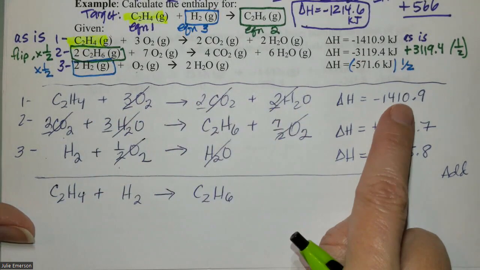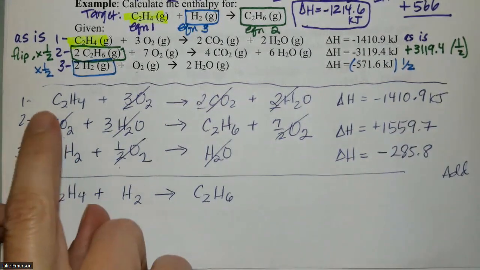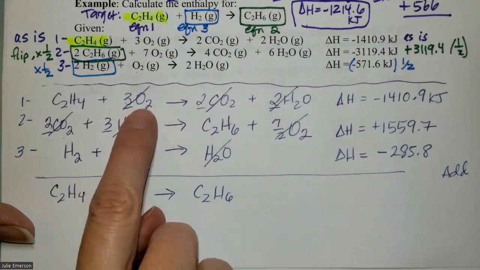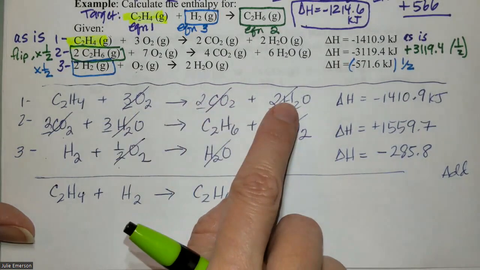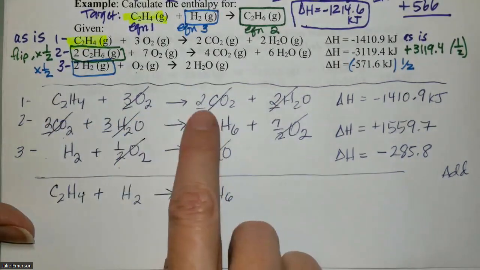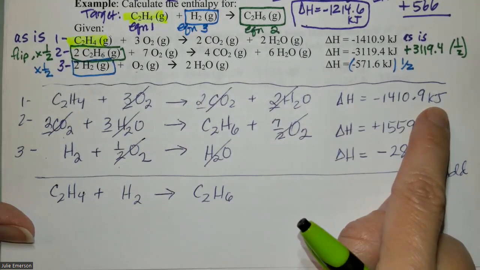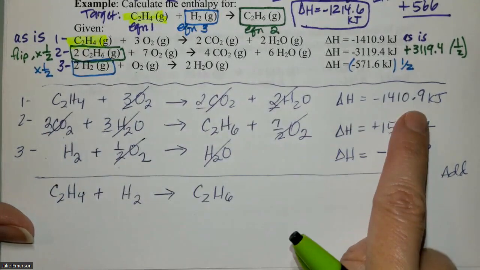So that negative 1410.9, the unit is in kilojoules. So we know that every time we take 1 mole of ethene and do a combustion reaction in the presence of oxygen, producing CO2 and H2O, based on what bonds are broken and new bonds are formed, it releases 1,410.9 kilojoules of energy. So your enthalpy is the energy of the reaction.